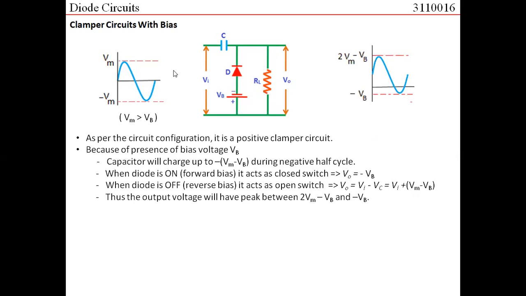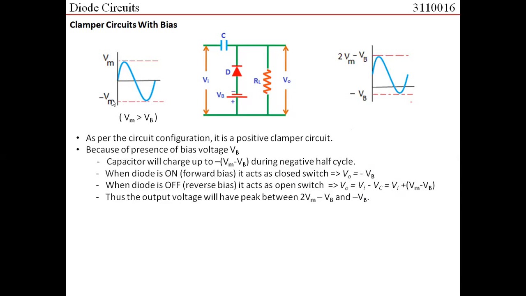That is, when the input voltage has a peak of Vm, if I substitute Vm here, I would have Vm plus Vm minus Vb. So my peak would be shifted to 2Vm minus Vb. And during the negative peak of the input voltage, minus Vm, if I put minus Vm here, it is minus Vm plus Vm minus Vb, which is equal to minus Vb.